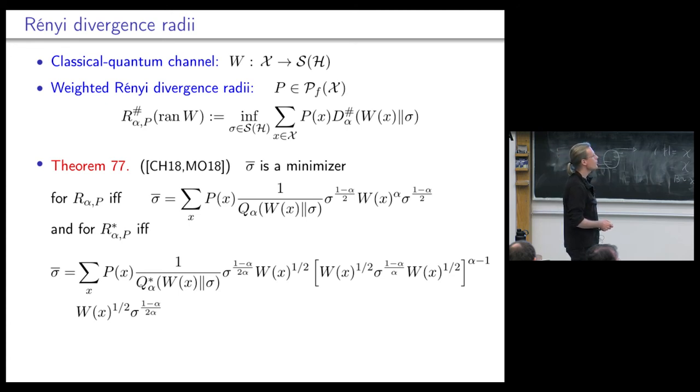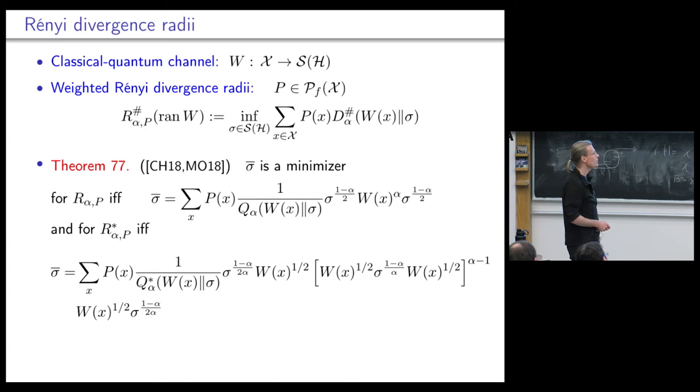And in two very recent papers, by Cheng and Min-Hsiu Hsieh and Tomohiro Ogawa and myself, we have shown that you cannot find an explicit expression for this minimizer here, or the value of this, but it turns out that a state is a minimizer if and only if it's a fixed point of a very nonlinear map. Okay, this for the PETZ type and this for the sandwich Rényi divergence.